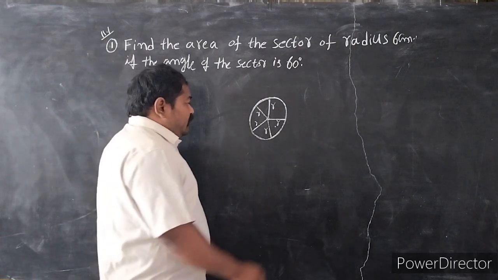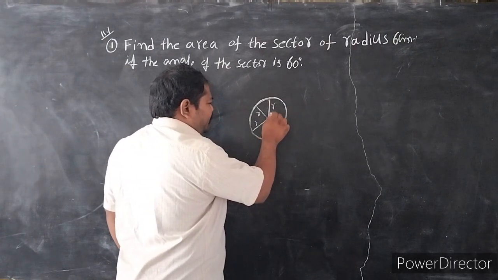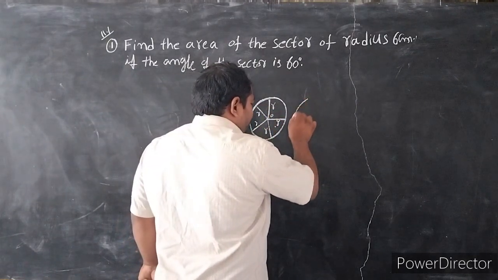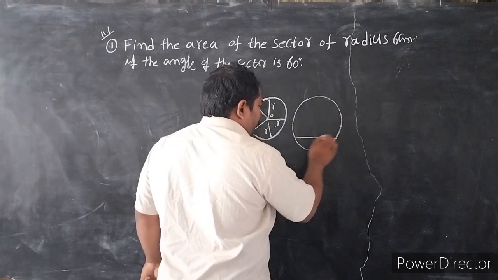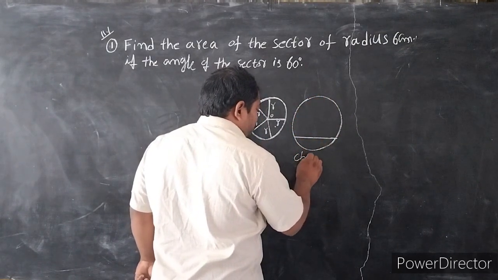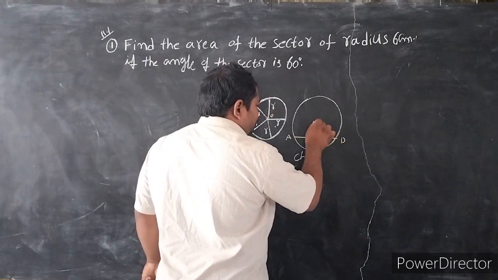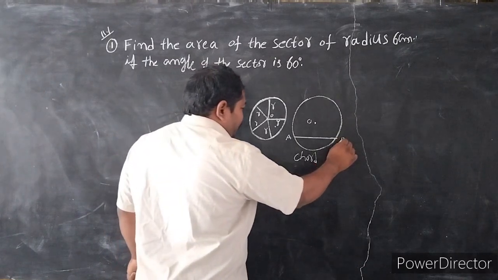Okay, this is the radius of the circle, and this is the center of the circle, let it be O. The next one: the line joining any two points on the circle is called a chord. For example, this is chord AB.